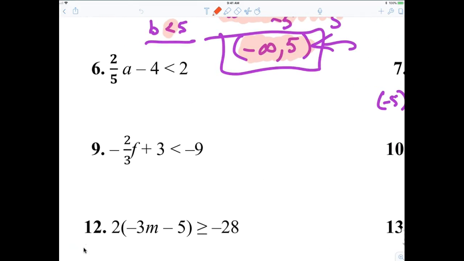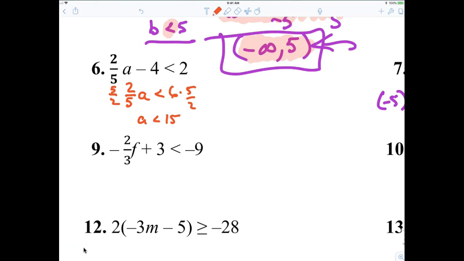For question number 6, I have to do what? Add 4. So you should be able to easily write 2/5 A is less than 6. Then multiply by the reciprocal. Very good. So you would say 5/2, just to make sure.